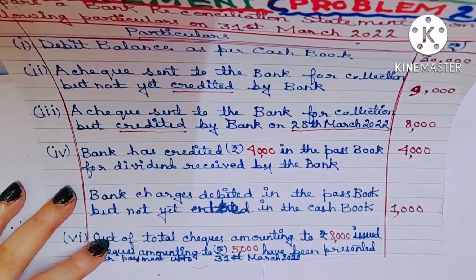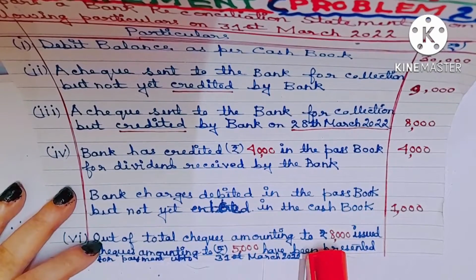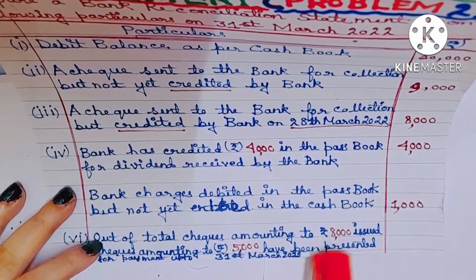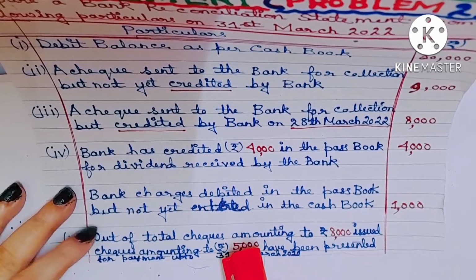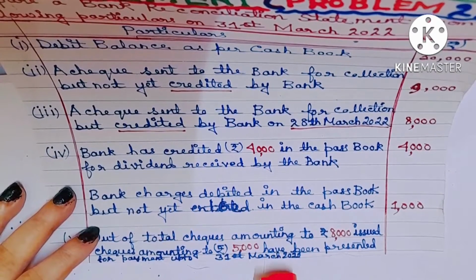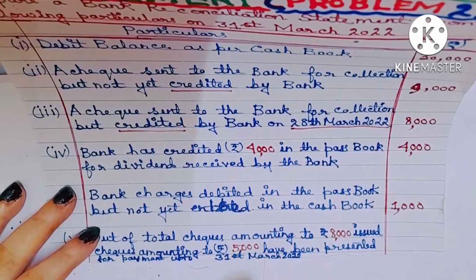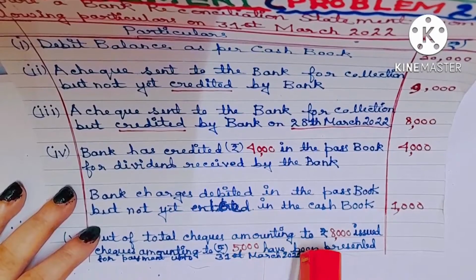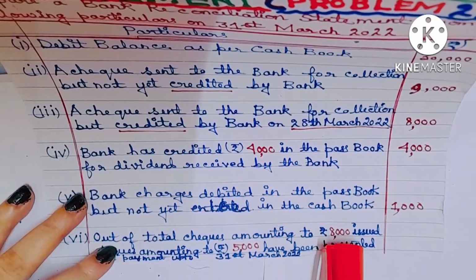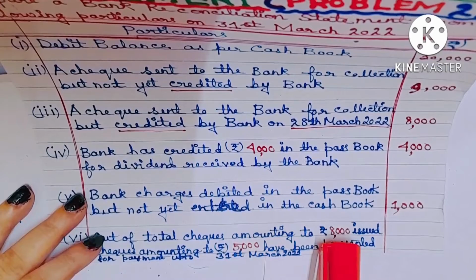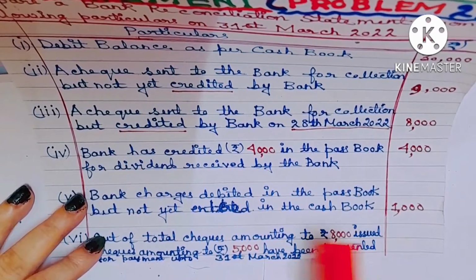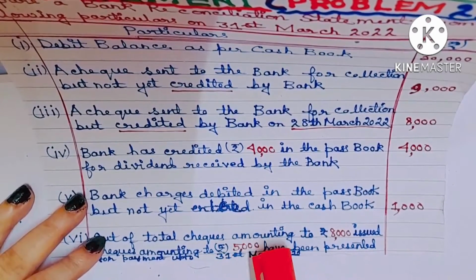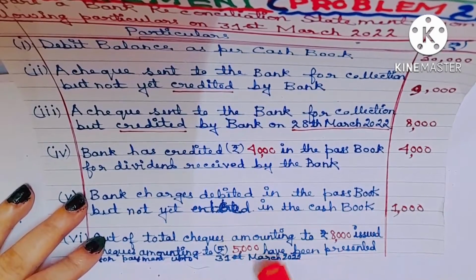You got to understand. Because the total checks amounting to rupees 8,000, that means 5,000 was presented for payment within 31st March 2022. So what about the other check? 8,000 minus 5,000 will give you 3,000. So there was another check amounting to rupees 3,000. So that check has not been presented to bank or bank has not recorded in the debit column or withdrawal column rupees 3,000. So bank is more by rupees 3,000.